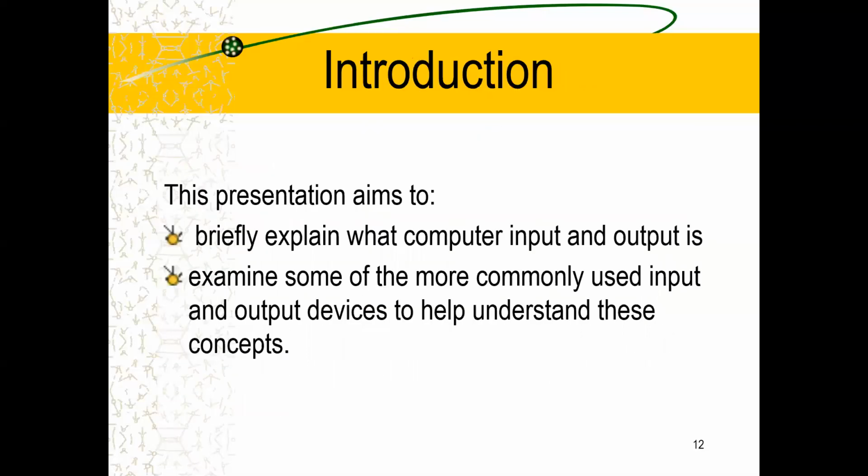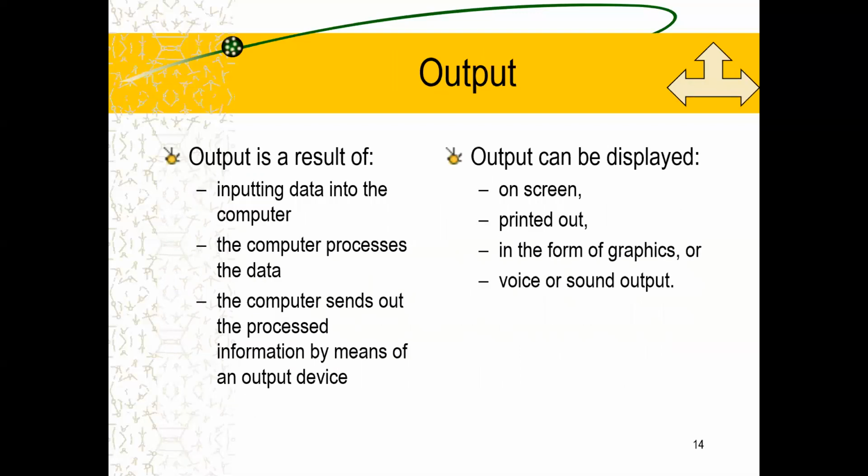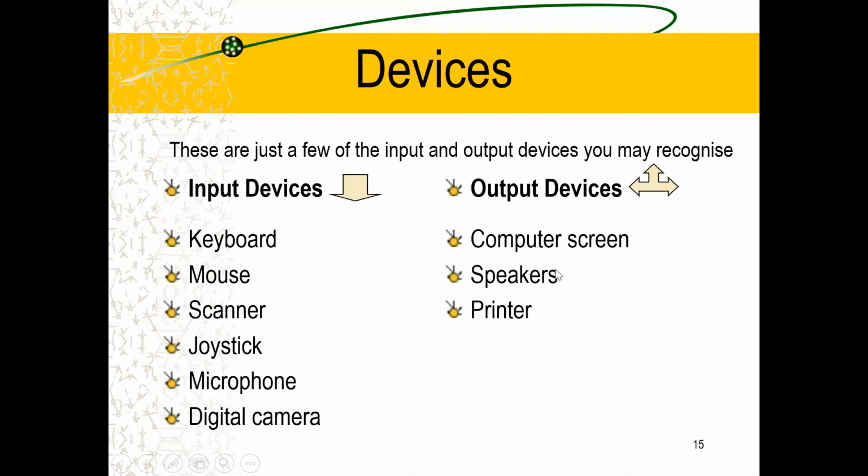Input is any data or instruction that is entered into the computer memory. Output is the result of inputting data into the computer. The computer processes whatever input you give, and it sends out the processed information by means of output devices. We have already seen output devices: screen, printer, voice or sound which comes out.